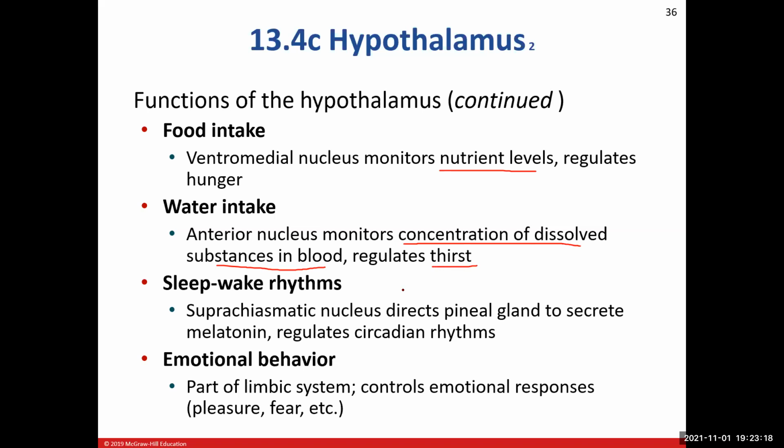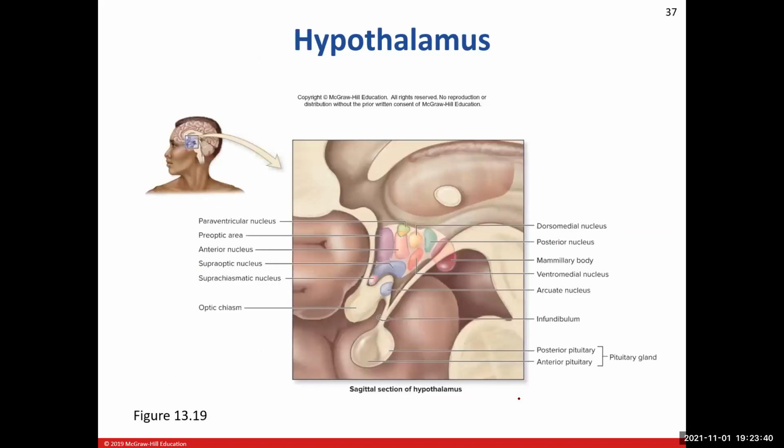It also plays a role in the circadian rhythms. It's going to directly affect the pineal gland to secrete melatonin. And our hypothalamus also plays a role in our limbic system. Remember, our limbic system is our emotional system, and it plays a role in some of our more primitive emotions like fear and pleasure. And so there you can see the hypothalamus.